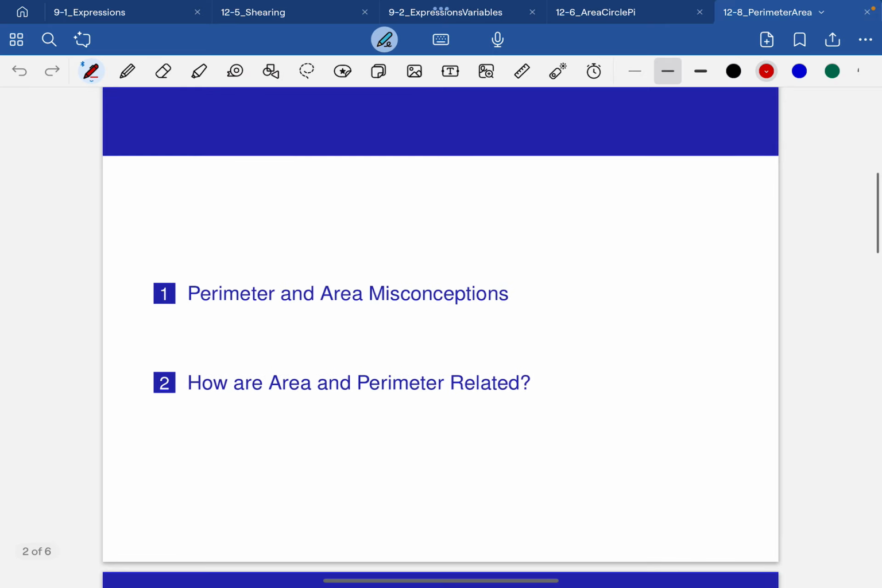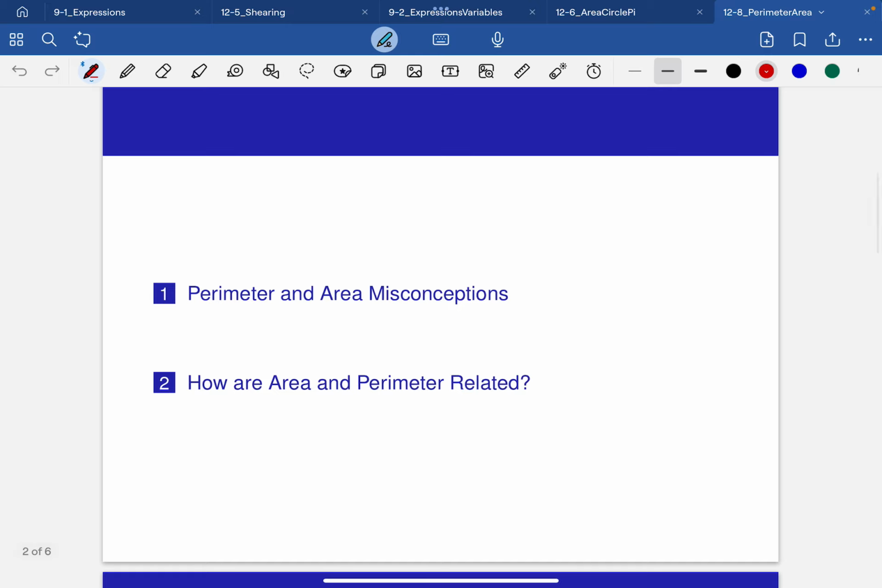The first thing I want to do is tell you about two common misconceptions when kids are given graph paper and asked to calculate perimeter, and then at the end we'll talk about how area and perimeter are related. I'm going to rely on you to explore these questions using a couple prompts.